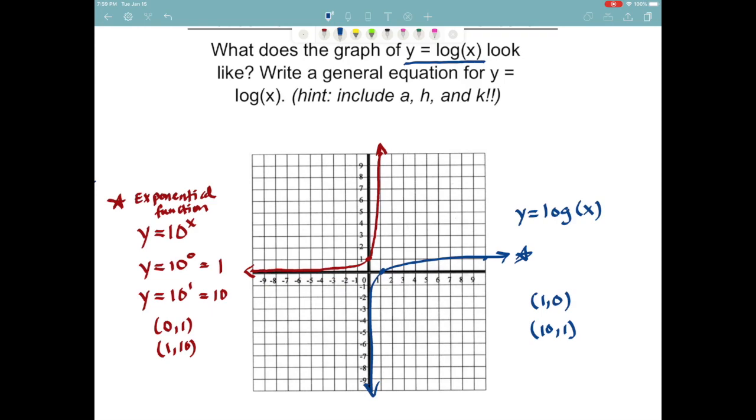The second question here: write a general equation for y equals log of x. Well, remember that's going to be y equals a times log, and we'll even put base b, we'll just go with the completely general formula, of (x minus h), plus k, where a is our stretch factor, h is going to be our horizontal shift, and k is going to be our vertical shift.